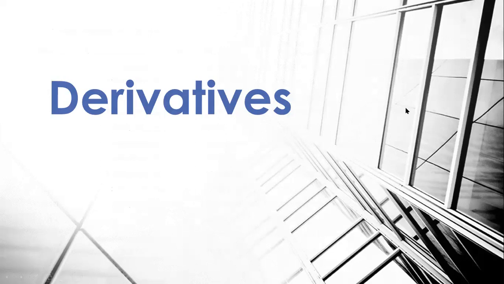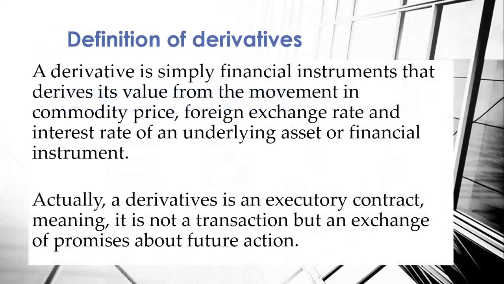So my topic is about derivatives. What is a derivative? A derivative is simply a financial instrument that derives its value from the movement in commodity price, foreign exchange rate, and interest rate of an underlying asset or financial instrument. Actually, a derivative is an executory contract, meaning it is not a transaction but an exchange of promises about future actions. So, next.